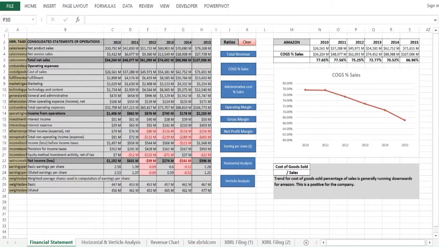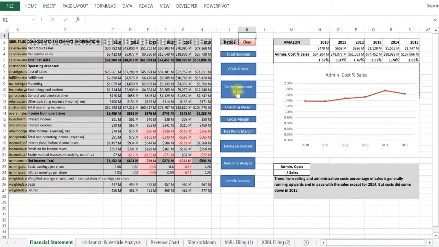For example, for cost of goods sold in terms of percentage of sales, it is generally running downwards in case of Amazon. This is a positive for Amazon. The trend for selling and administrative cost percentage of sales is generally running upwards and in pace with the sales, except for 2014, but cost did come down in 2015.